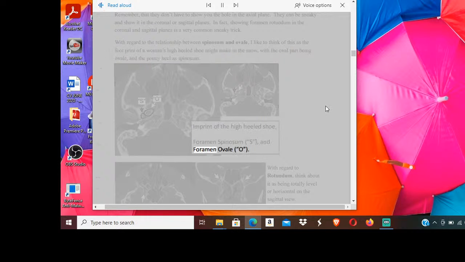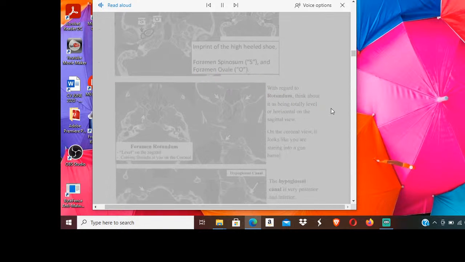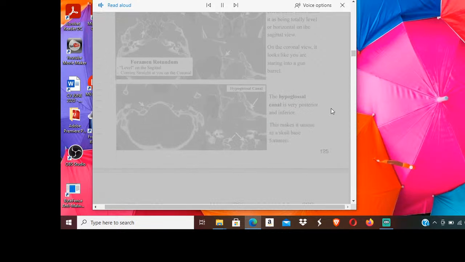Foramen spinatum, S, and foramen ovale, O. With regard to rotundum, think about it as being totally level or horizontal on the sagittal view. On the coronal view, it looks like you are staring into a gun barrel. The hypoglossal canal is very posterior and inferior. This makes it unique as a skull-base foramen.